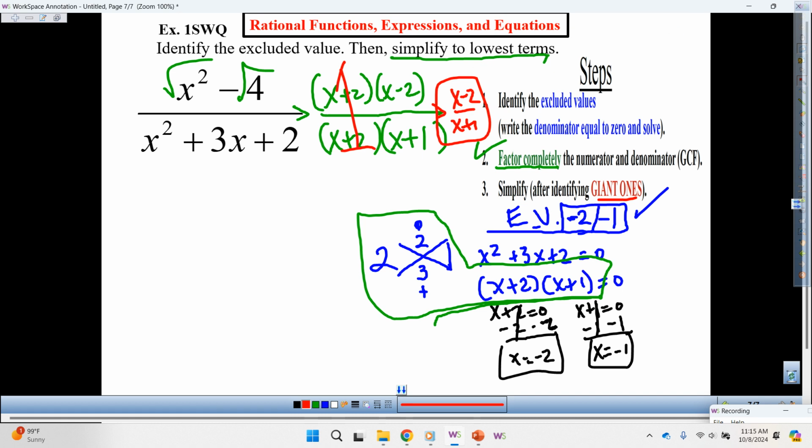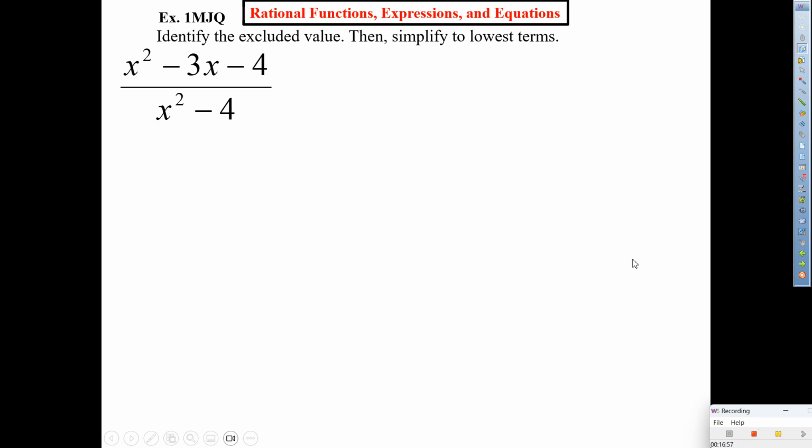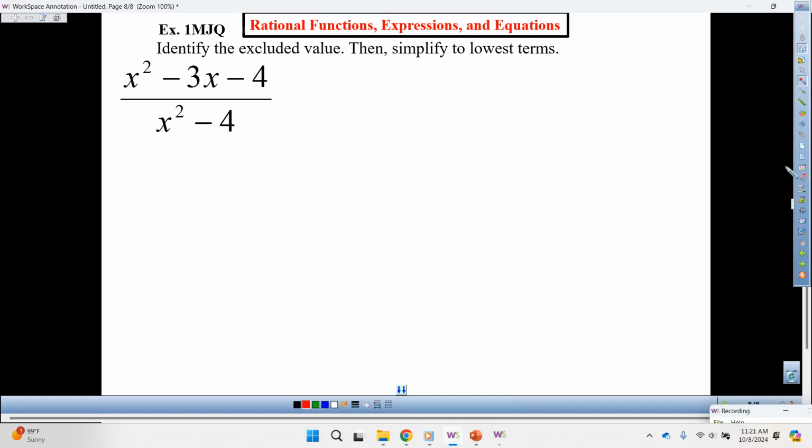Do another one, but before you do, send me your work. Give me a second. Let me send you the screen. There it is. Send me your notes. Copy this one. Example 1. We got x squared minus 3x minus 4 over x squared minus 4. Now check this out. For this one, I don't want you to find me the excluded values. I just want it simplified.